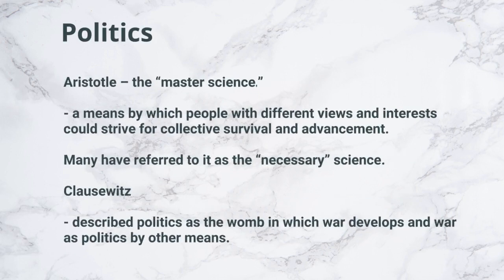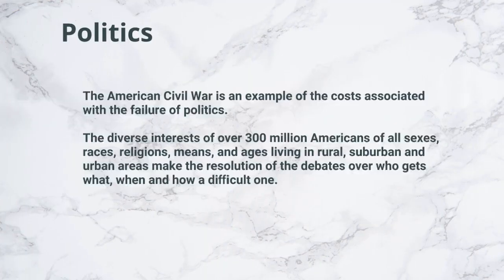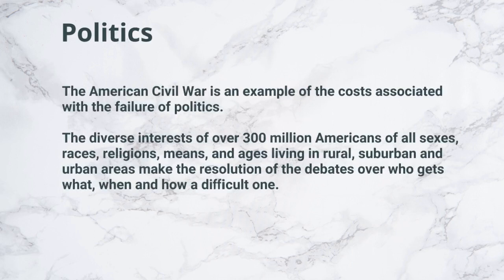Aristotle refers to politics as the master science, a means by which people with different views and interests could strive for collective survival and advancement. Many have referred to it as the necessary science. Clausewitz described politics as the womb in which war develops, and war as politics by other means. The American Civil War is an example of the cost associated with the failure of politics.